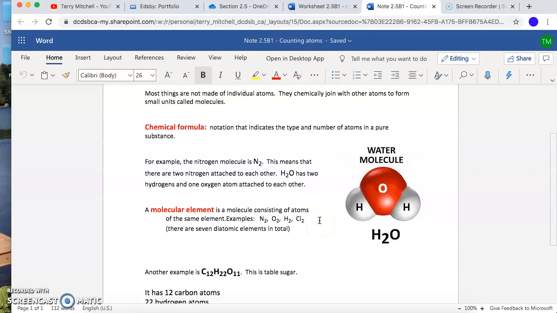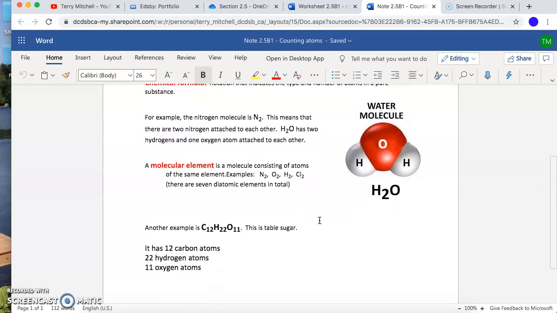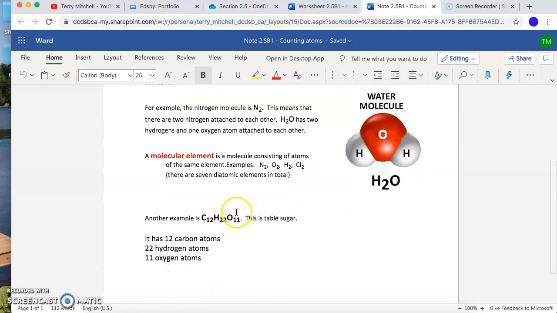But many are not found in pairs, they're found in even greater molecules. Here's an example, table sugar, C12H22O11. This is 45 atoms joined together to form a molecule. By the notation, C is for carbon, and the lower or subscript number 12 tells us that there are 12 carbons. There are 22 hydrogens and 11 oxygens, and they're all bonded together in a special way to make table sugar.